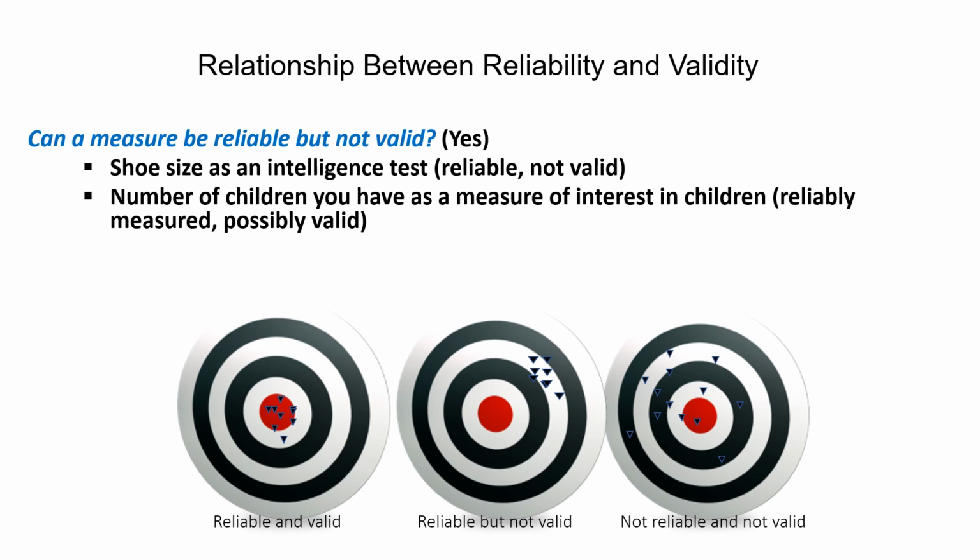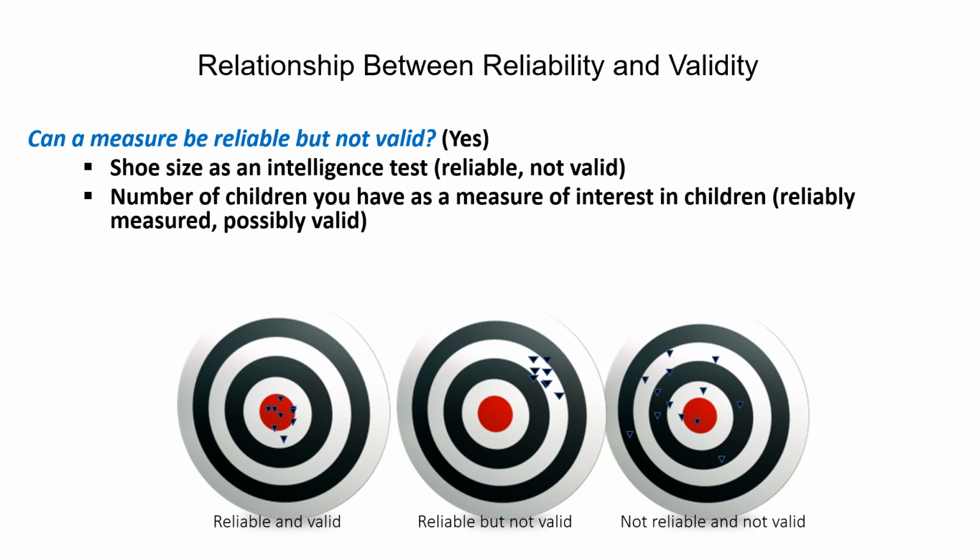First off, we have to ask this question. Can a measure be reliable but not valid? Meaning it tests the same thing over and over again, but it's not valid. Yes. Shoe size as an intelligence test is reliable, but it's not valid. There's actually a correlation there between shoe size and intelligence, due to various different things. The number of children you've measured, an interest in children, reliably measured, possibly valid.